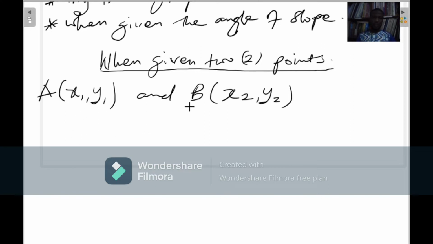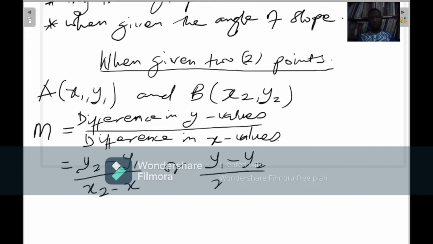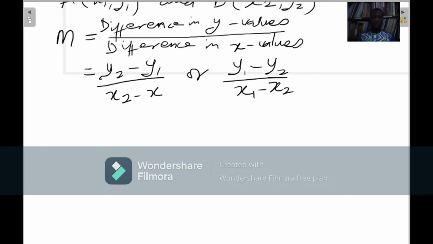the gradient or slope of the line joining A and B, which we can call m, will be the difference in y values over the difference in x values. And the difference in y values simply means y2 minus y1 all over x2 minus x1. This can also be written as y1 minus y2 all over x1 minus x2. You just have to make sure that if you bring y1 first, you bring x1 first. If you bring y2 first, you bring x2 first.